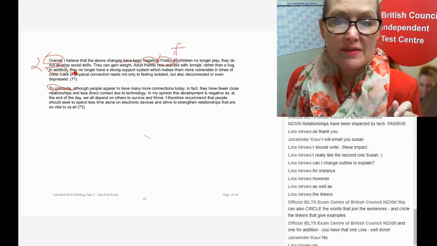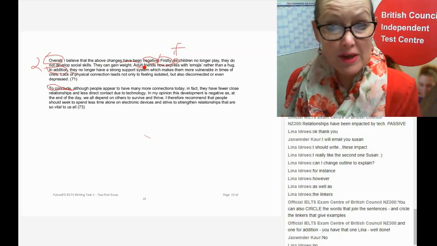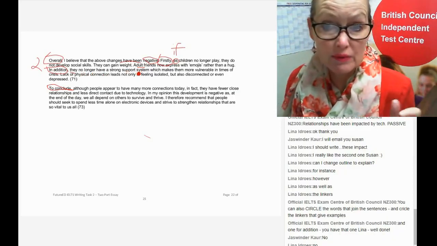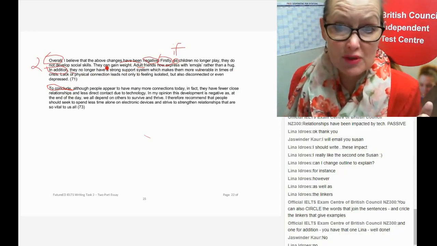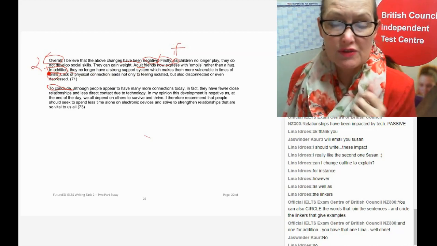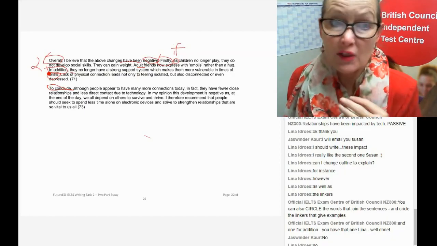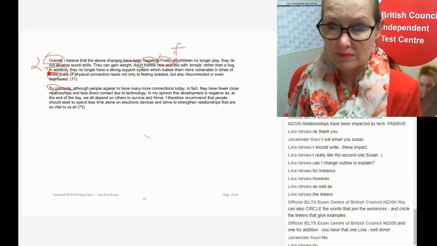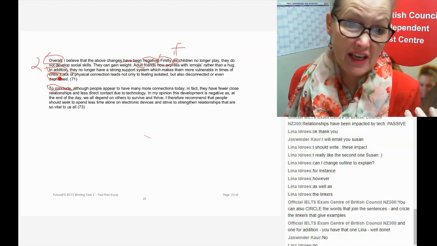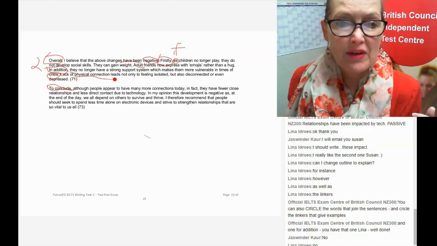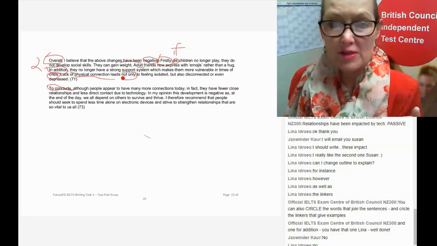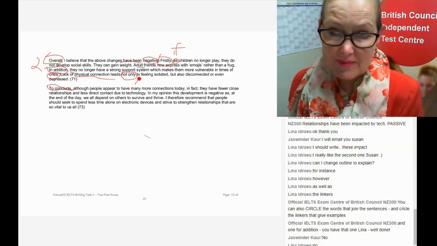And then first I mentioned my children in the same sequence as my paragraph 1. As or if children no longer play would also work there. They do not develop social skills. So this conditional is very, very useful here as well, and also creates more complex structure. As children no longer play, they do not develop social skills. I could put there, and they gain weight. Not sure why I didn't do that. 1 o'clock. And then we could say adult friends now express with emojis rather than a hug.